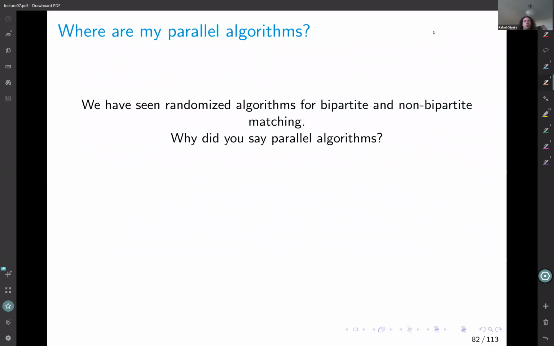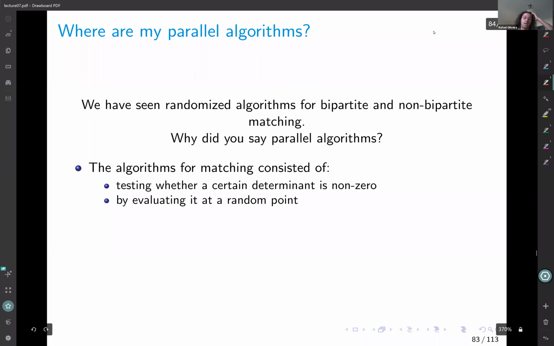But then you may ask, okay, sure, we learned this randomized algorithm is one line, but where's my parallel algorithm? You said something about parallel algorithms. So we have seen this randomized algorithm for bipartite matching. Why did I say parallel algorithms? The algorithm consisted of constructing a symbolic matrix, and then testing if the determinant of that symbolic matrix is 0 or not, by evaluating it at a random point. That was our algorithm. Now, how do we make this algorithm parallel?